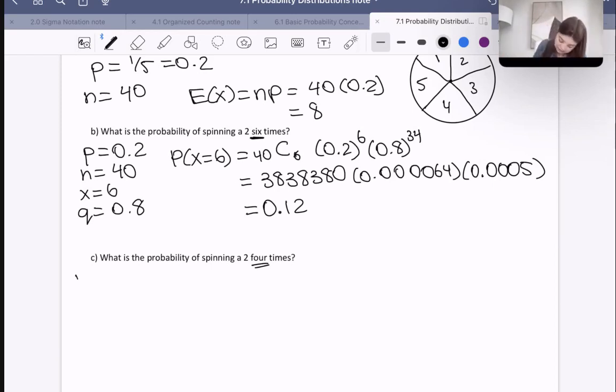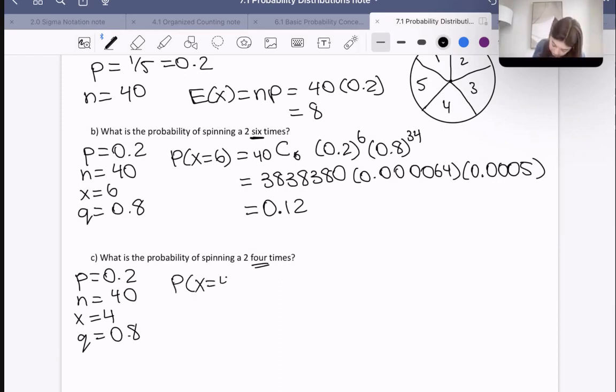So in this case, all of our given values are the same except for x. X is the only one that is different, right? Because in the previous one, they asked about 6 times. This time they asked about the probability of this happening 4 times, right? So x is going to be 4 here. So P of X equals 4.